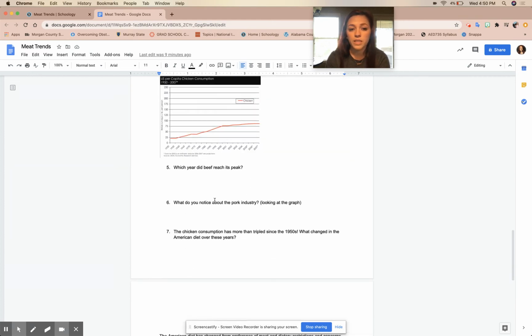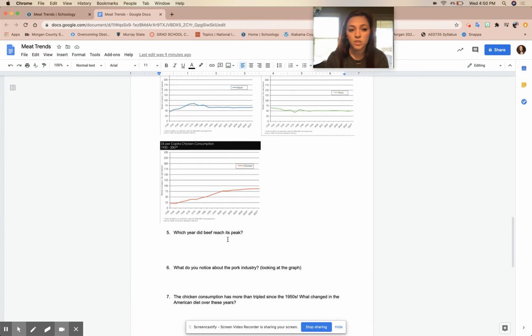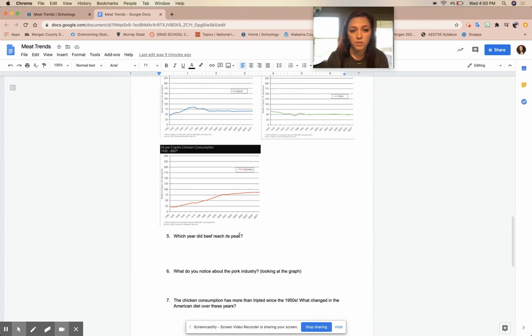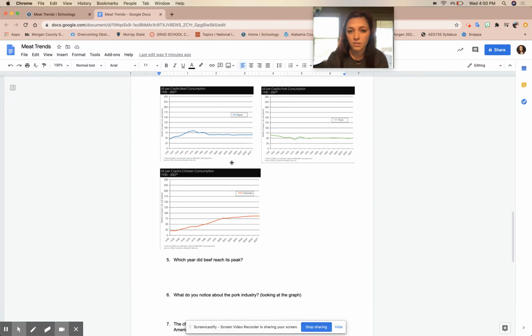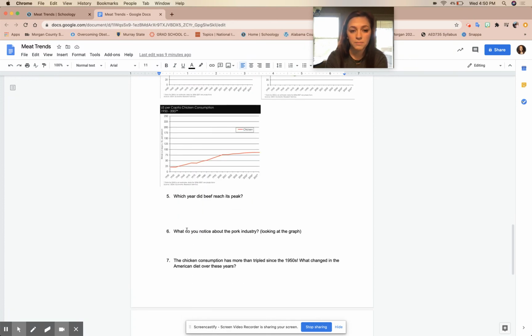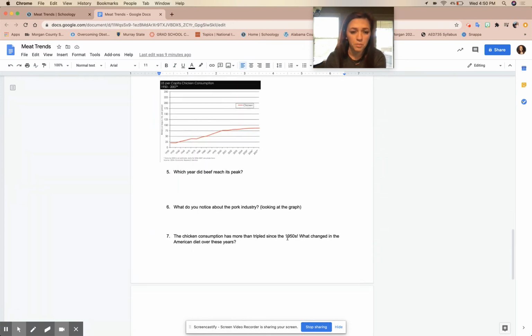So then it has some questions about the graph. You just need to say what year beef reached its peak, and then you can see that here. So just answer the few questions about that. Something you notice about the pork industry. And then we acknowledge that the chicken consumption has more than tripled since the 1950s. What changed the American diet over these years?